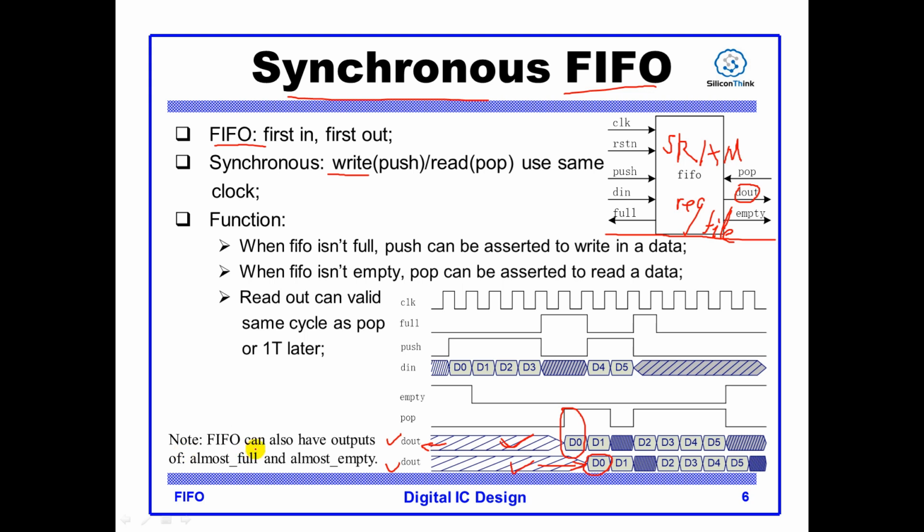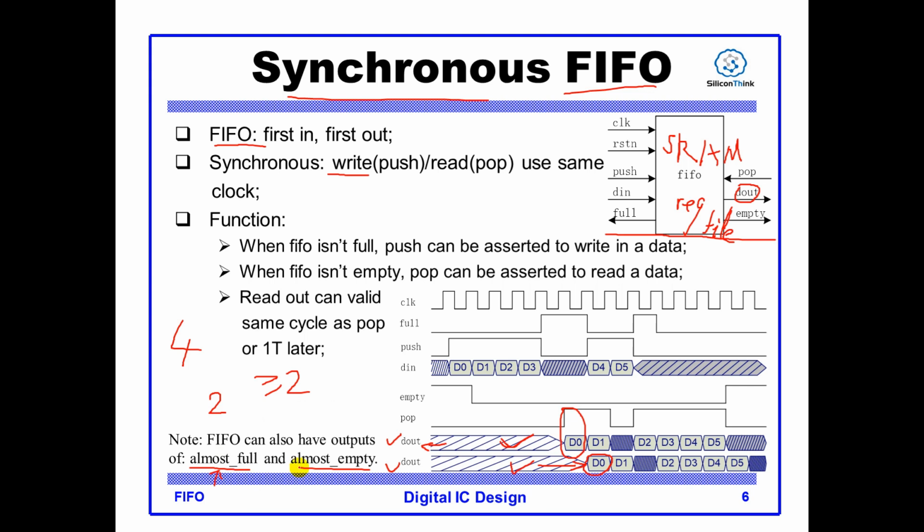And please note that FIFO can also have other outputs such as almost full and almost empty. That is, you can set a threshold value for full and empty. For example, for a FIFO of depth 4, you can set the almost full threshold value to 2. Then when the number of data that has been buffered in the FIFO is greater than or equal to 2, the almost full signal will be asserted.